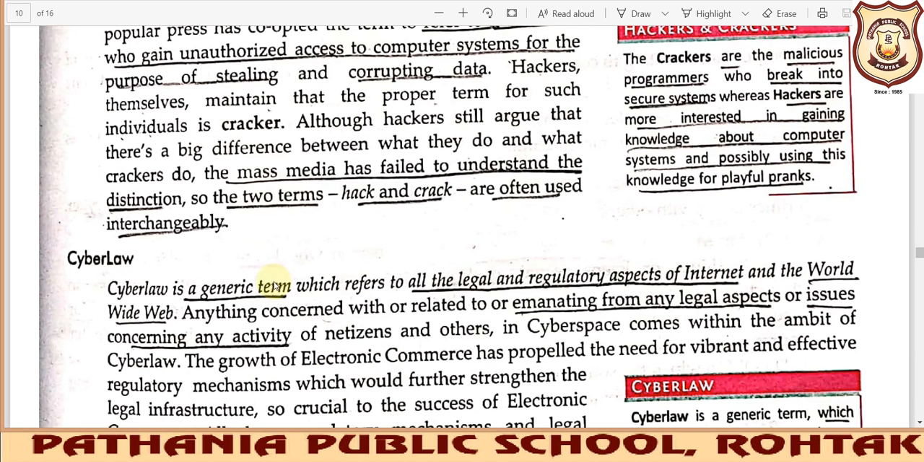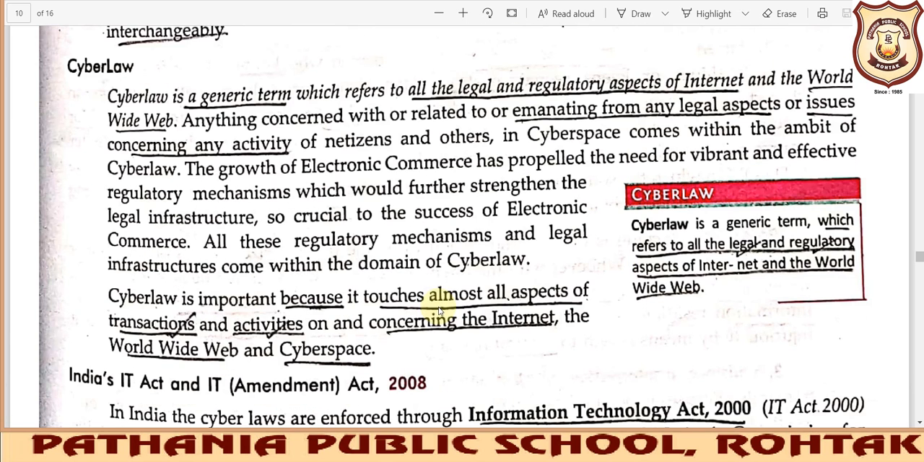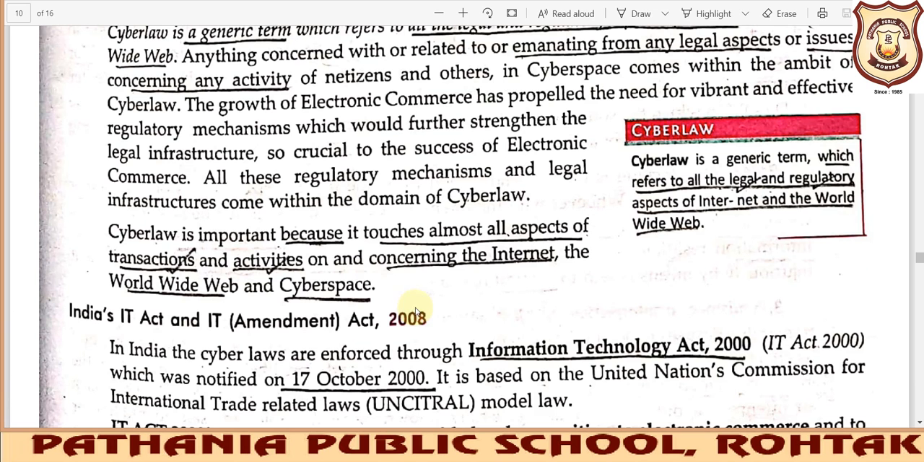Okay, next comes cyber laws. Cyber law is a generic term which refers to all the legal and regulatory aspects of the internet and the world wide web. Cyber laws are the legal, or we can say regulatory, rules about how we need to behave on the internet or while we are surfing the world wide web, what things we should keep in mind, what we should do and what we should not do. So what are the rules and regulations that an individual must follow to work on the internet? This comes under cyber law.